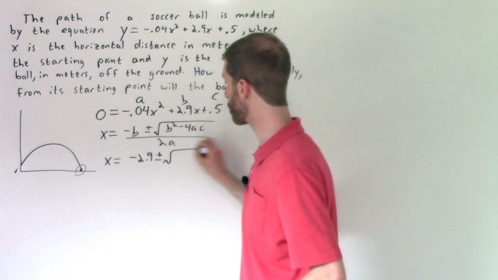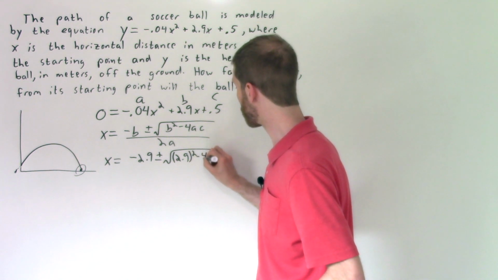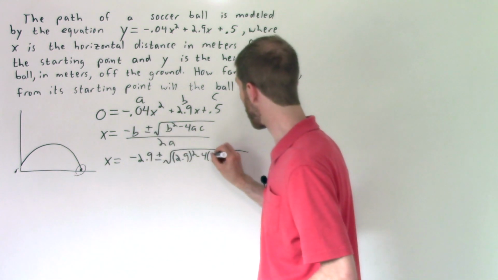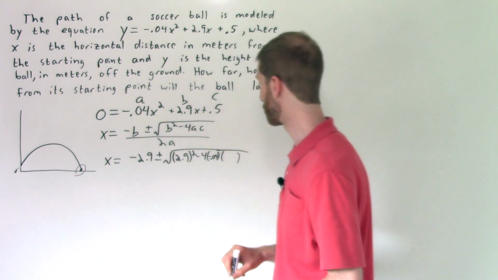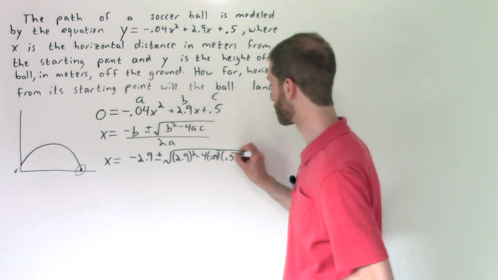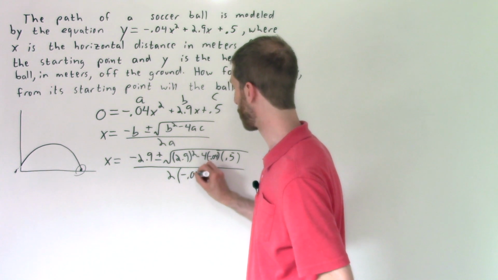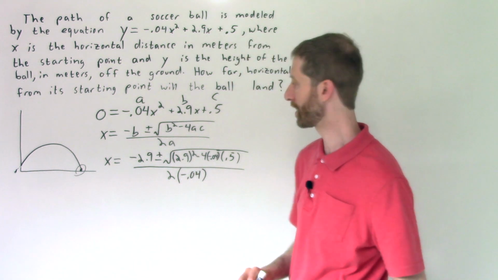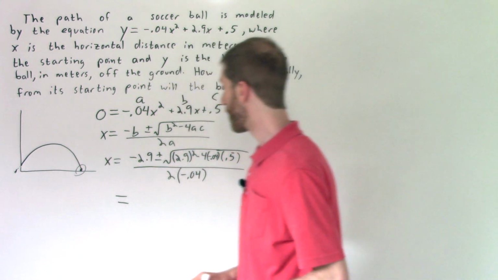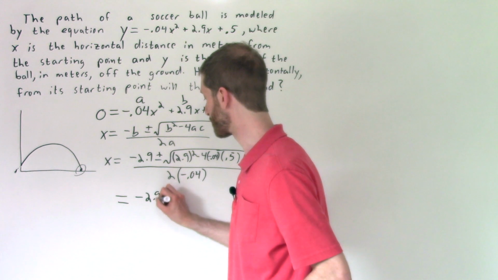Plus or minus the square root of b squared, which is going to be 2.9 squared, minus 4 times a times c. A is negative 0.04, so that's negative 0.04. That's kind of tiny, but there's a negative 0.04 in there, times c, which is 0.5. All over 2 times a, which is 2 times negative 0.04. Okay, so now how do you do all that in your calculator? Well, what I do is I just plug in the square root part, and let's find that as a decimal.